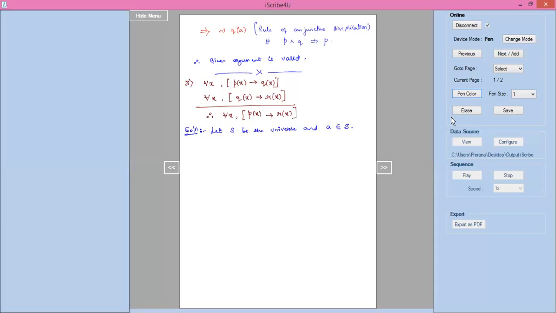Now we will write down the given premises in the form of AND. So we have for every x, P of x conditional Q of x, and for every x, Q of x conditional R of x. So these are the given premises for us. Now this is valid for every x, so we can apply it for the element A also, which belongs to the universe. So this implies P of A conditional Q of A and Q of A conditional R of A. This is by the rule of universal specification.